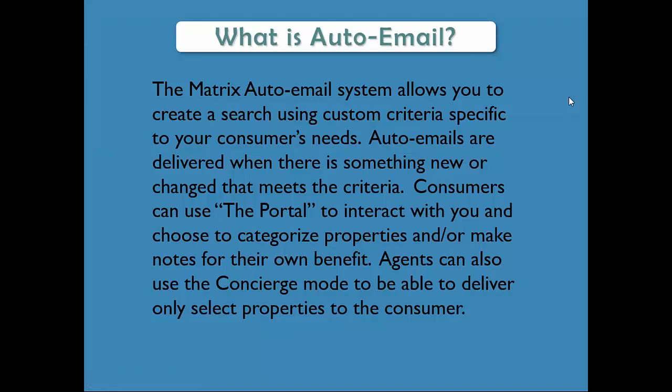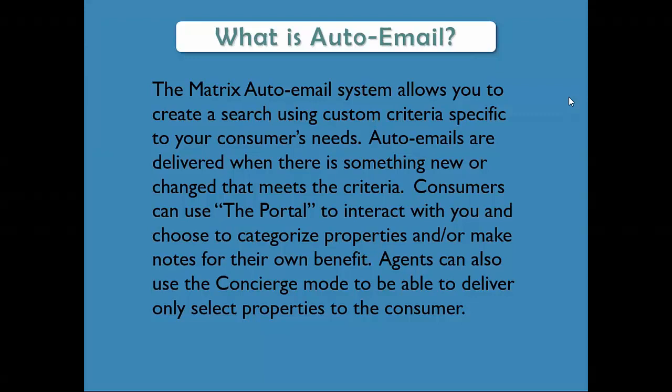All right, so what is the auto email? The name is pretty self-explanatory. It automatically delivers emails to a consumer. The idea is you can set up a custom search, which it's technically called. You put in whatever criteria is relevant to that consumer, and then it'll automatically email new price change and status change listings to that consumer. It carbon copies you on everything, blind carbon copies you technically, so you know what's going, when it went, what it looks like, what it said.